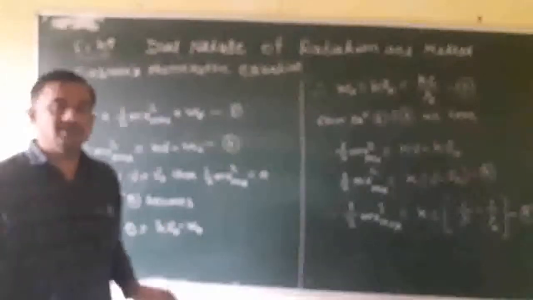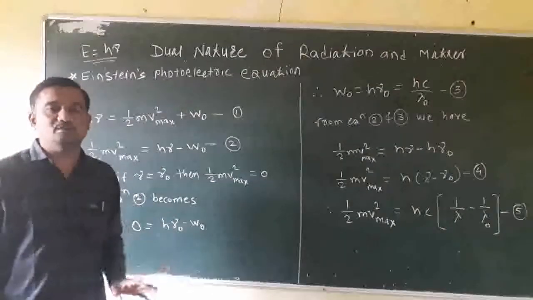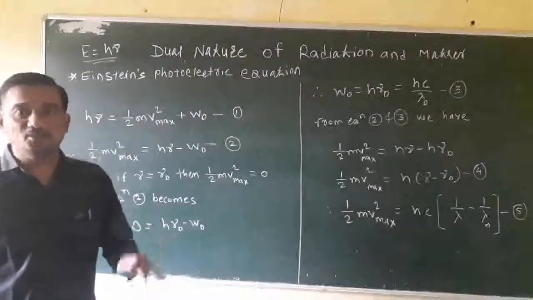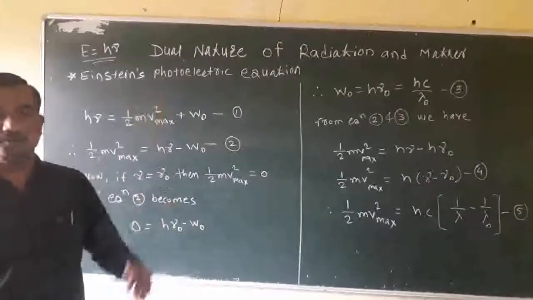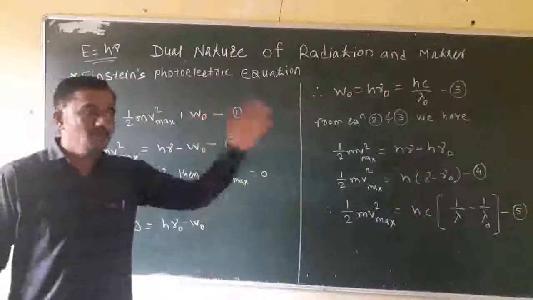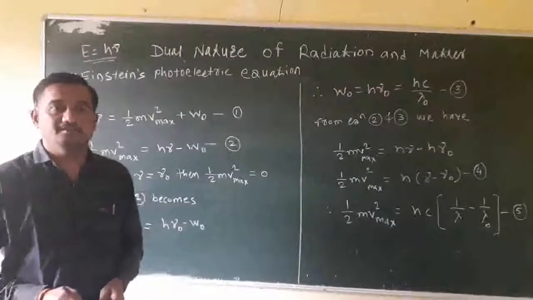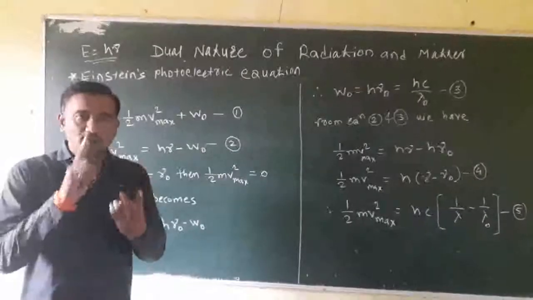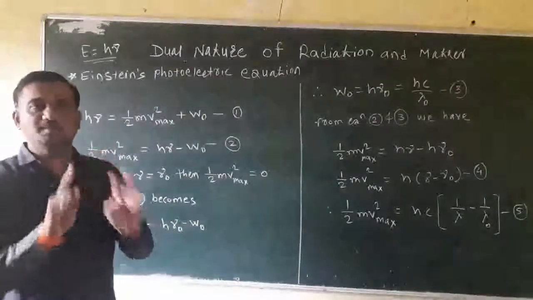Work function is nothing but the minimum amount of energy required by an electron to free itself from the metal surface. That is the minimum amount of energy used to remove or eject the electron from the metal surface. That energy is called the work function. The remaining part of the energy is used as maximum kinetic energy. So the total energy is divided into two parts. The first part is the work function, the second is the maximum kinetic energy.